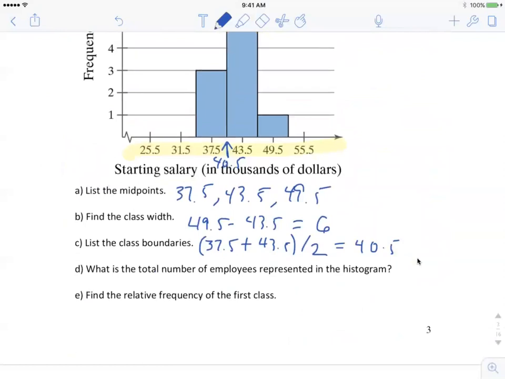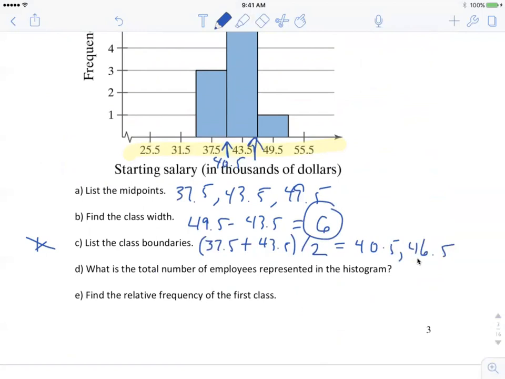So this one, we didn't quite finish it. List the class boundaries. I only found one of them. But anytime you find one, use your class width to generate all of them. So the next one over would just be add 6. 46.5 would be the next one.